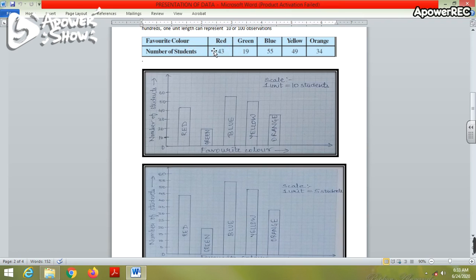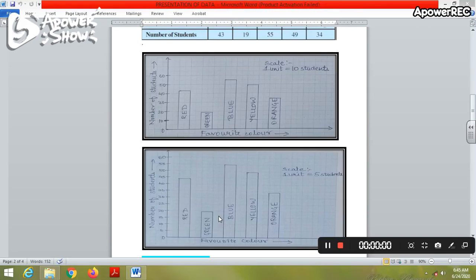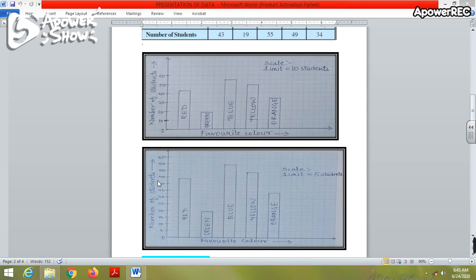So this number is presented exactly by which bar graph? Here this number is exactly presented. Here this bar representing the color red does not exactly present the number of students having red as a favorite color. It will represent a value between 40 and 45.